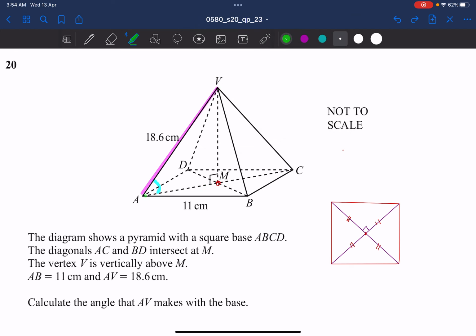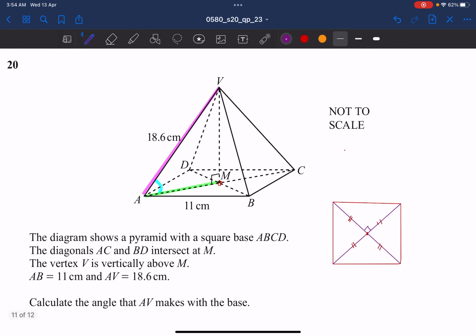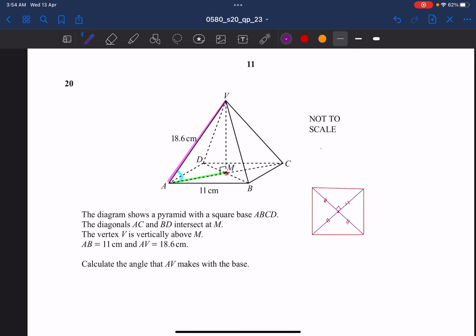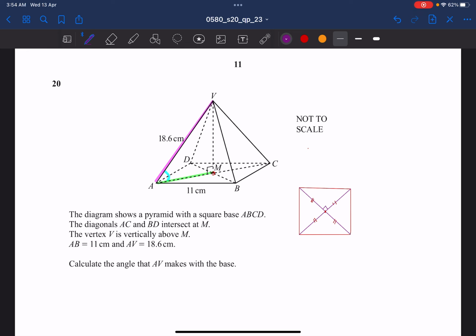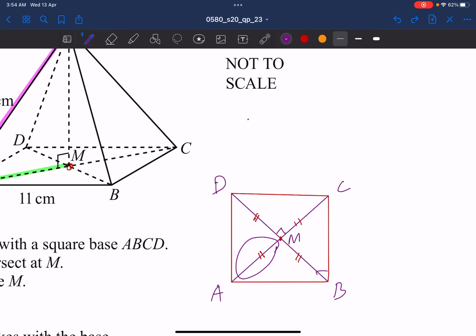What we want is this angle. We are given AV, so as long as we can find AM, we can use cosine to solve it. AM is here. This is A, B, C, D. This is M, so this is half of the diagonal. And the diagonal we can calculate by using Pythagoras theorem, looking at this triangle.